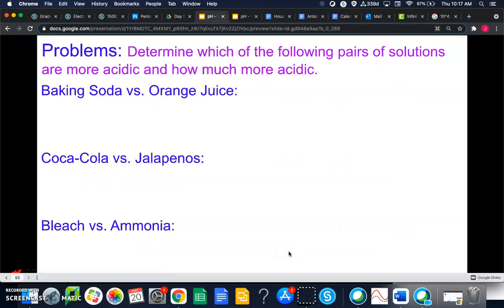Okay, so then there's a few more practice problems here where you're going to compare the acidity of some different solutions, determine which solution is more acidic and how much more acidic, and then we'll go over this in class tomorrow.